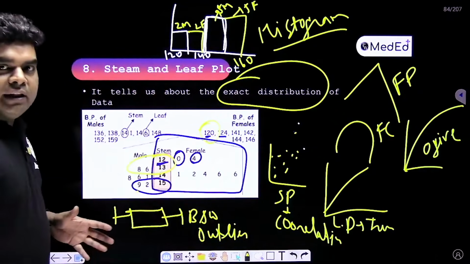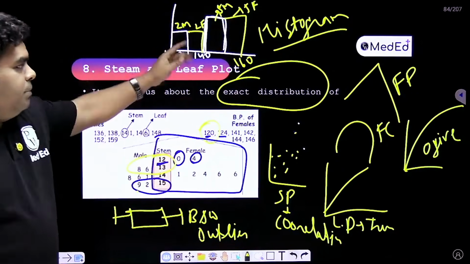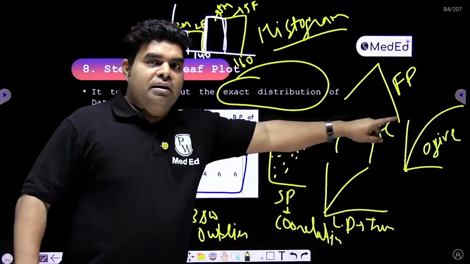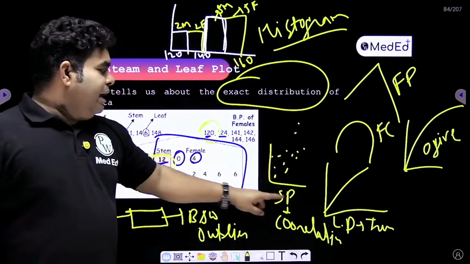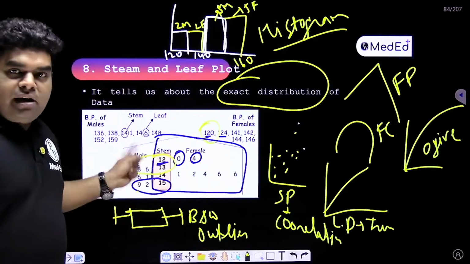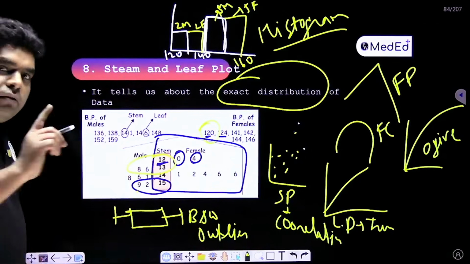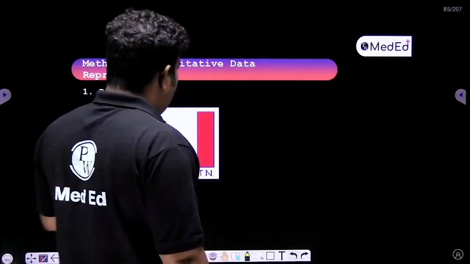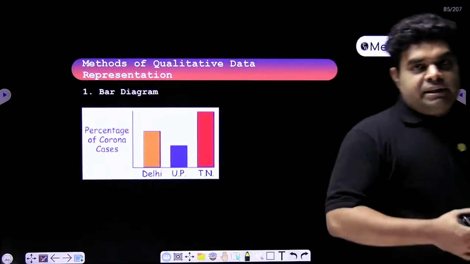We can revise it together in one diagram. Histogram, frequency polygon, frequency curve, Ogive, line diagram, scatter plot, box and whisker, and stem and leaf plot. These are the 8 methods of quantitative data representation. Now let's talk about qualitative data representation.